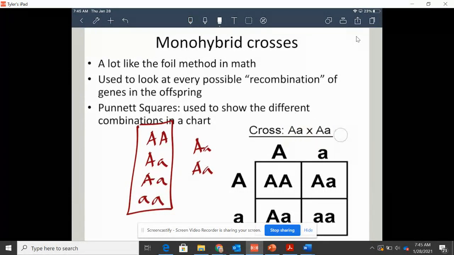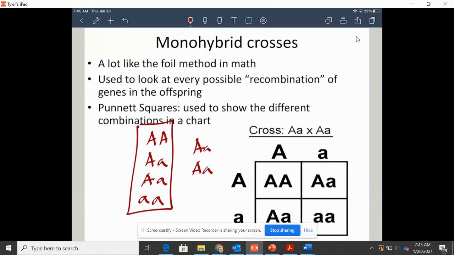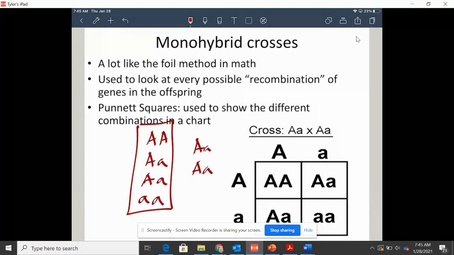They're kind of an easy way to foil, and I will want you doing these. Some of you are going to get really good at doing that in your head, and you'll not need a Punnett square. But I can't grade what's in your brain. I need to be able to see what's on paper. So make sure you're doing a Punnett square.